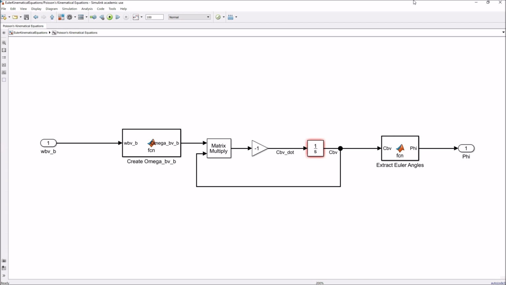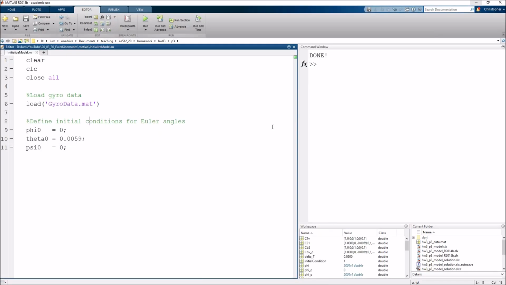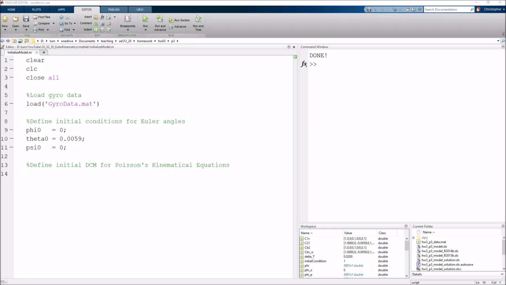Okay, so let's go ahead and we do need to figure out this initial condition. So let me come back over here to our script where we loaded in the gyro data. And you remember, we defined initial conditions when we were doing the Euler kinematical equations. Let's go ahead and define the initial DCM for Poisson's kinematical equations. And again, all we have to do is calculate or just write out what that initial DCM looks like as a function of the initial Euler angle.